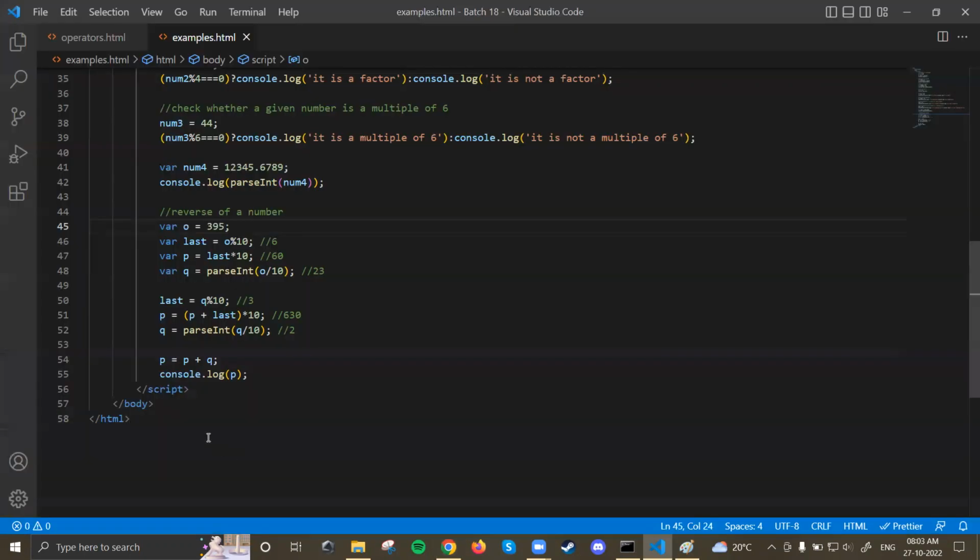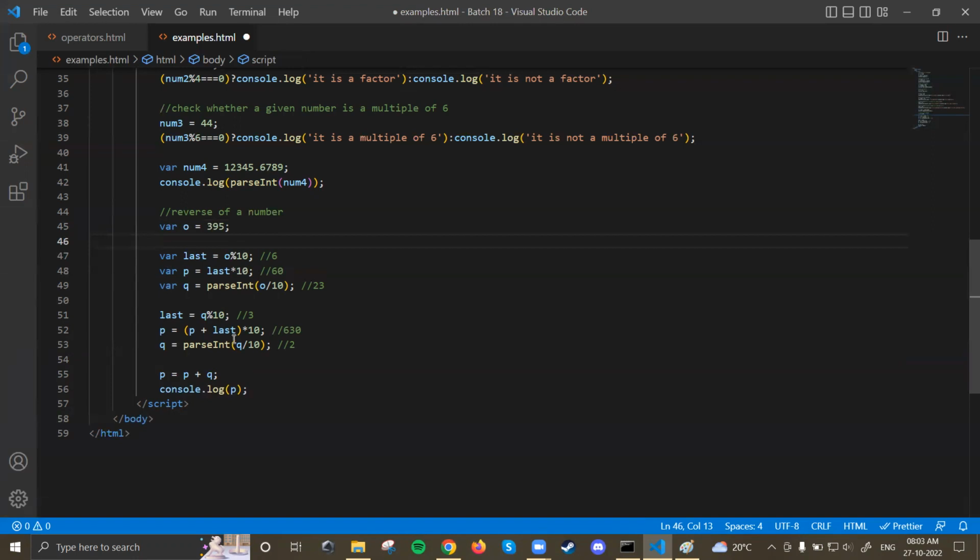Okay, so this is how we are finding out the reverse of a number. If you want to perform it for 4 numbers, we need to perform one more step, right? Yes, it will be one more step. So you can try that for 4 numbers. Can you do it on your own? Keep on checking, and please do it for 4 numbers.